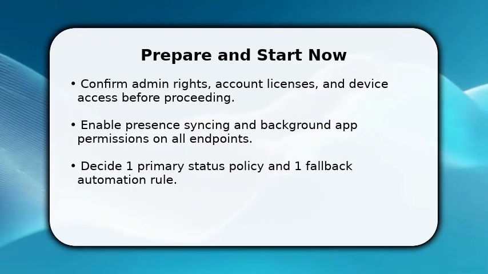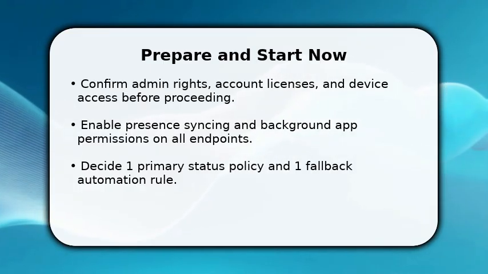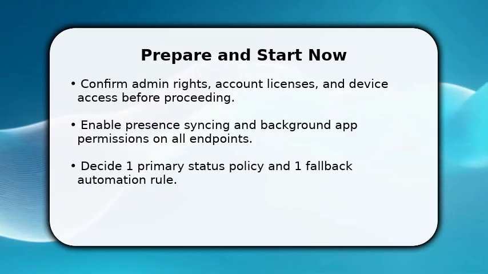You begin by validating essentials. You have admin rights, licenses, and devices ready. Once confirmed, enable presence syncing and background app permissions so status updates propagate. Decide on one primary status policy and one fallback automation rule to keep everyone consistent.